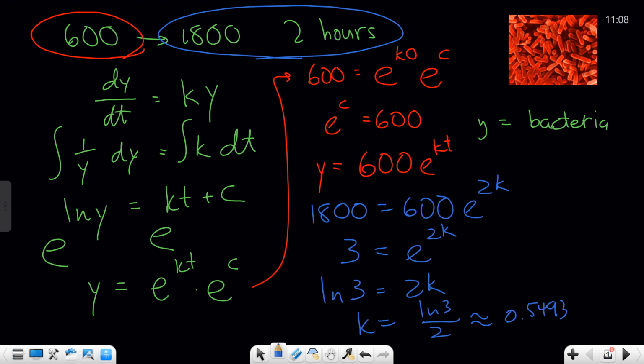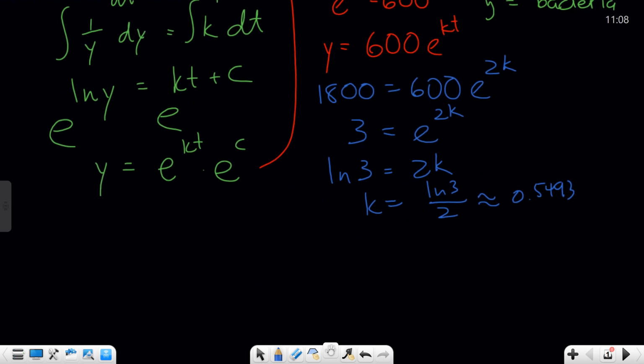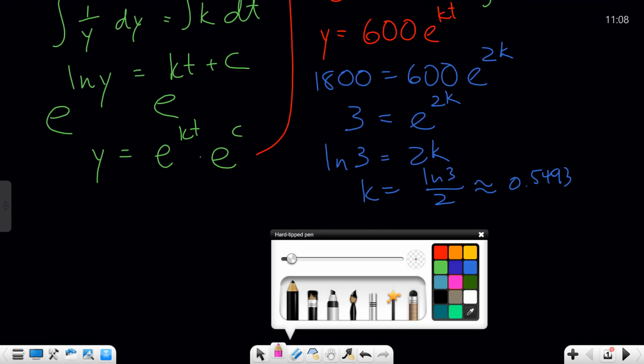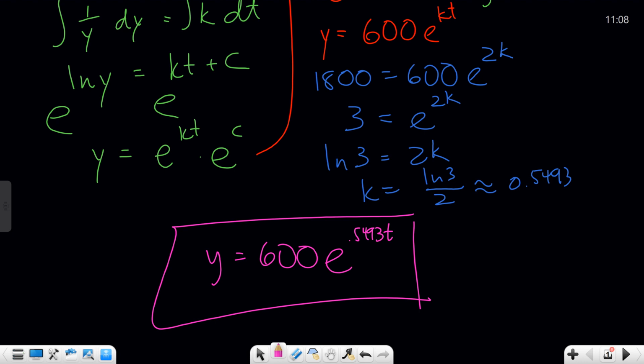So now we have enough information to write a general formula for that problem. Now I know that y is equal to 600 times e to the 0.5493t. That's my general equation. And notice, only 2 variables, t and y, which means given one, you solve for the other.